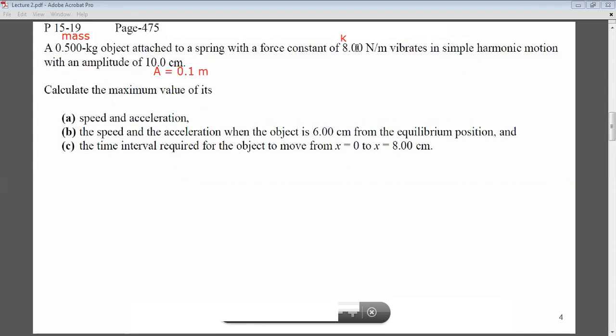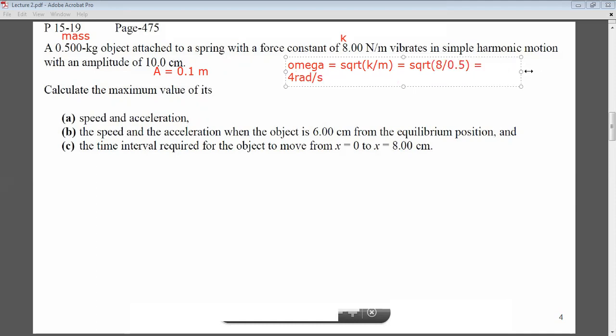I have m, I have k. What can I get? I can get omega is equal to the square root of k over m. This is the square root of 8 over 0.5. And the answer to this is 4 radian per second. Not to forget the unit.